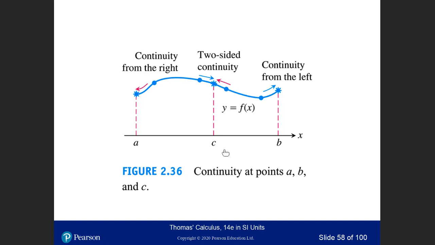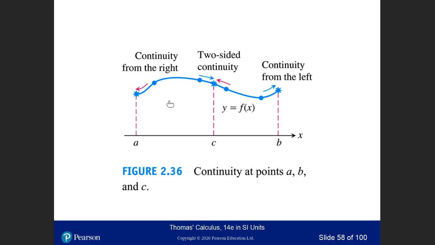Now C is an interior point here. It has a limit, and the limit is the function value as you approach from left and right. So there's a limit, and it's equal to the function value. So the function contains all interior points.